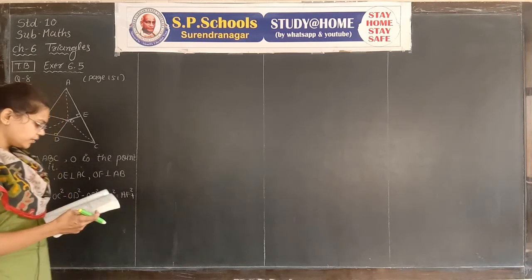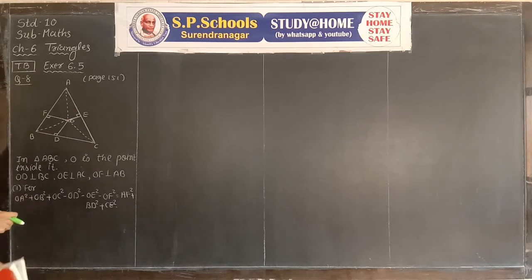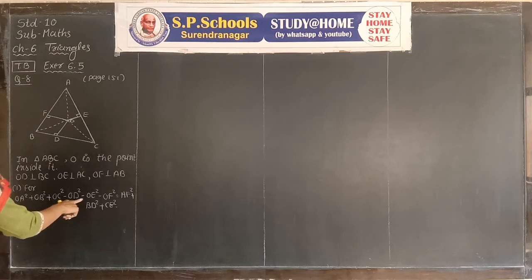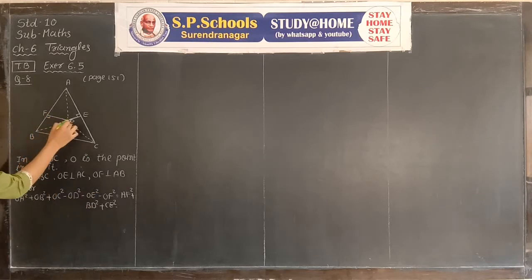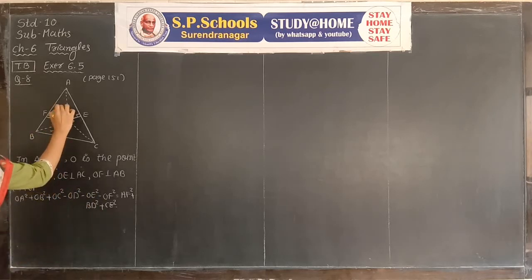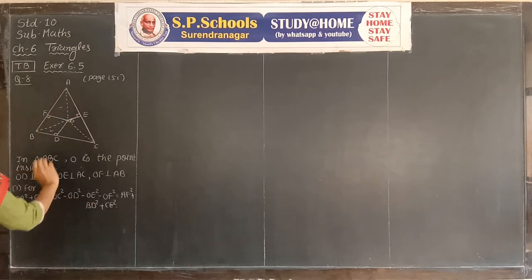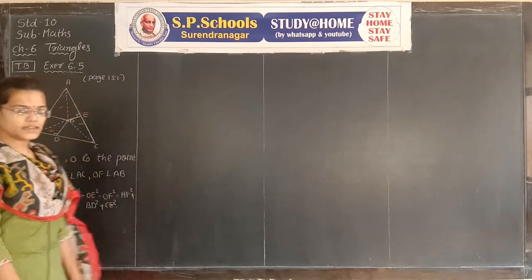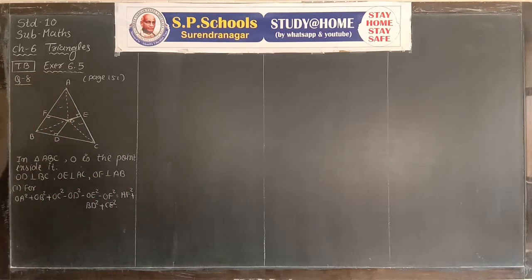First of all, we require the squares of OA, OB and OC. Another thing is OD, OE and OF. Next are BD, AF and CE. So we have to use these 3 right triangles. Now use the Pythagoras theorem in them.